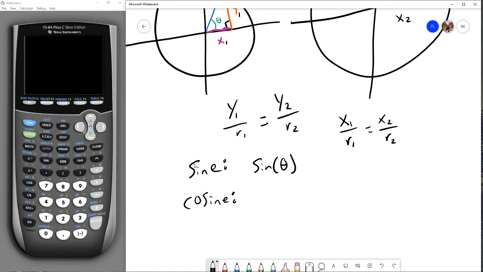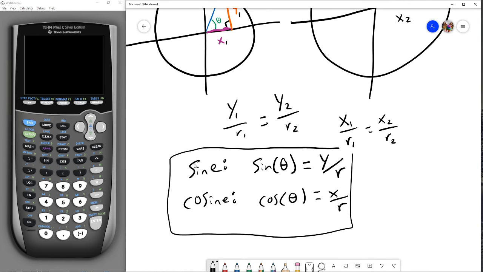So sine of theta is going to equal the ratio of y over r. So that's the y coordinate over the radius. And cosine is going to be x over r. So this is our first important glimpse at sine and cosine. What that is saying is the ratio of y over r is equal to sine theta.